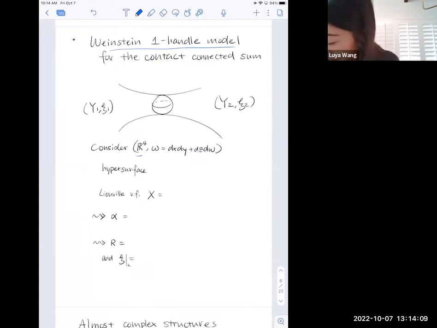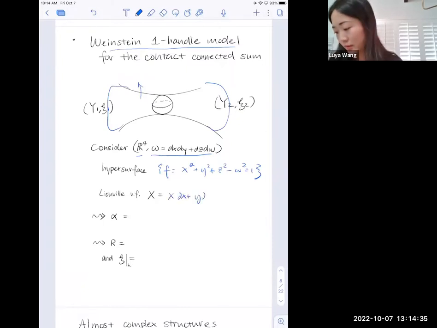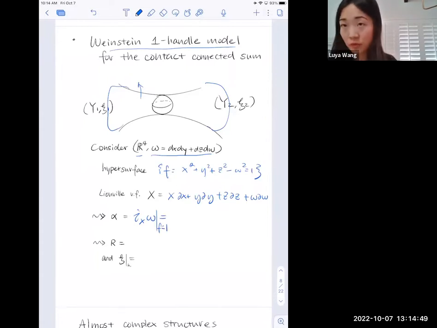So I consider R^4 with the standard symplectic structure, and I consider the hypersurface cut out by f equals x squared plus y squared, z squared minus w squared equals 1. So this is our hypersurface. And I pick the Liouville vector field X equals x partial x plus y partial y plus z partial z minus w partial w. And from this, I get the explicit description of what the contact form is like.